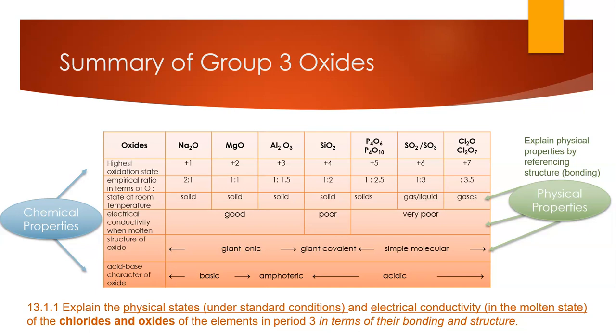Electrical conductivity, their physical state, and the structure of the oxide, whether it be ionic, covalent, or molecular, are all physical properties, whereas the oxidation state and their acid and base character are what we would consider chemical properties when we are asked to compare these. That sums it up for our group 3 oxides for the sodium, magnesium, aluminium, silicon. Next up, we will have a deep dive into some of the other oxides, looking at the oxides of chlorine in particular.